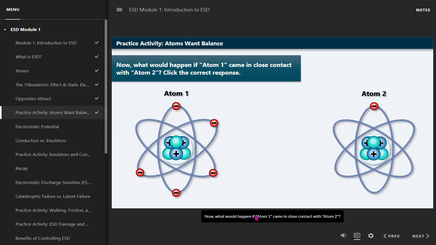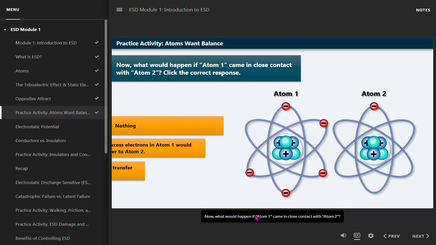What would happen if atom 1 came into close contact with atom 2? Click the correct response.